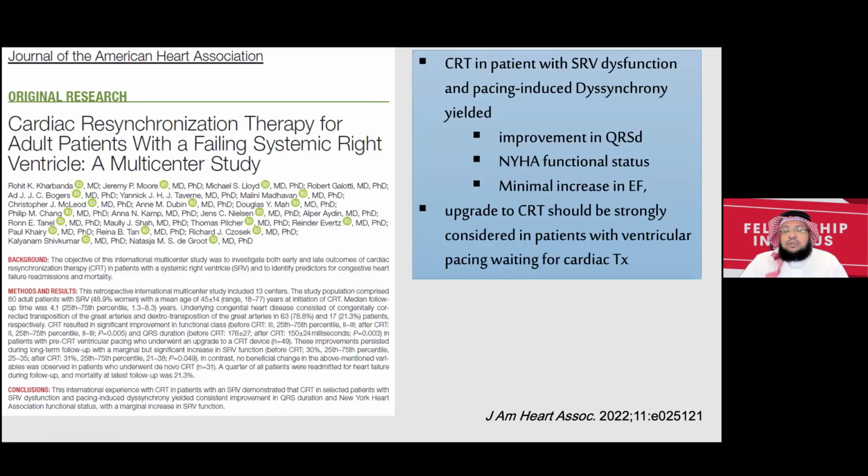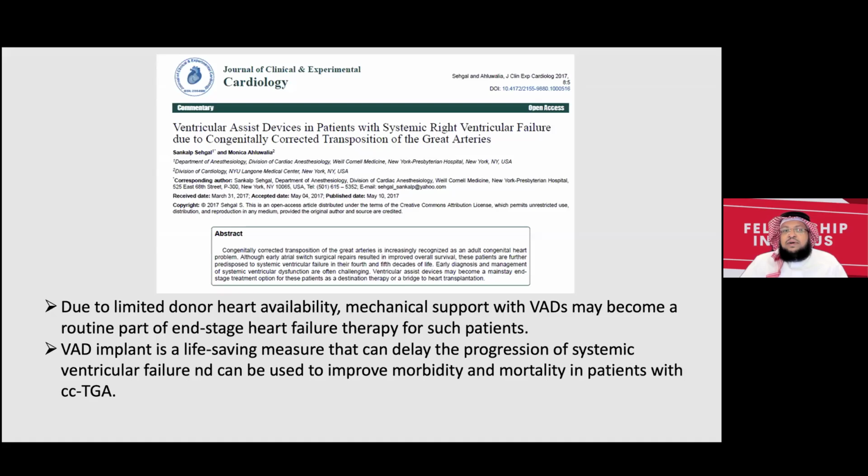Regarding cardiac resynchronization therapy in these patients, it may improve the QRS duration, functional class, and minimally increase the ejection fraction. Upgrade to CRT should be strongly considered in patients with ventricular pacing and waiting for transplantation. A ventricular assist device in these patients could be a bridge therapy to transplant, but sometimes we have very limited donors, so it could be a final destination therapy in some patients.